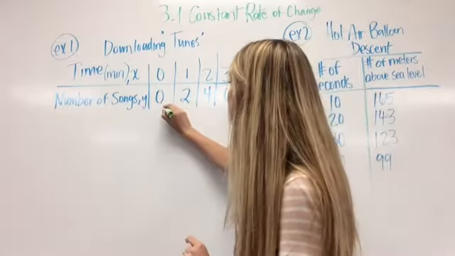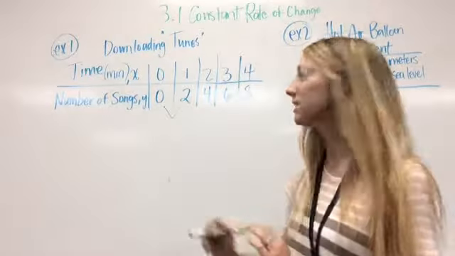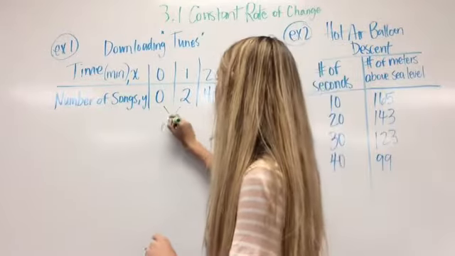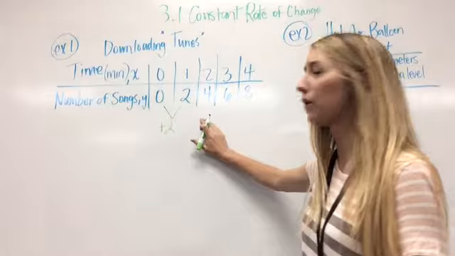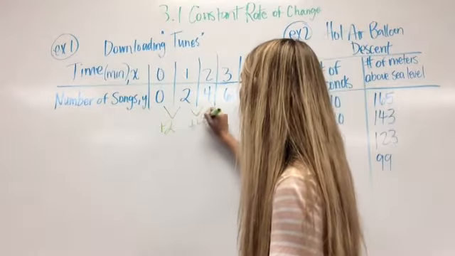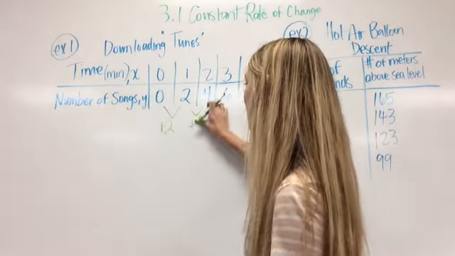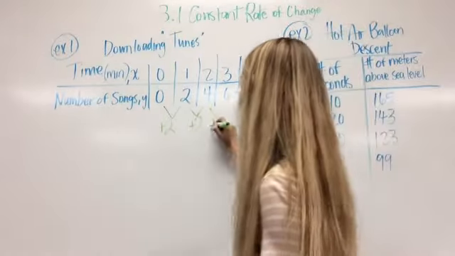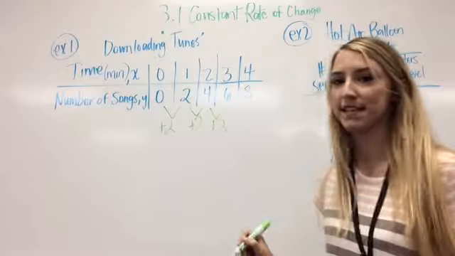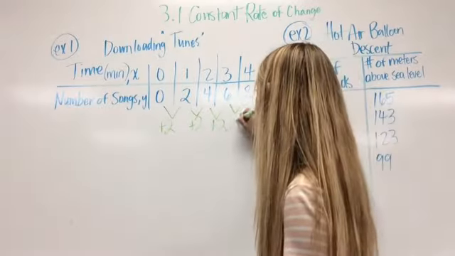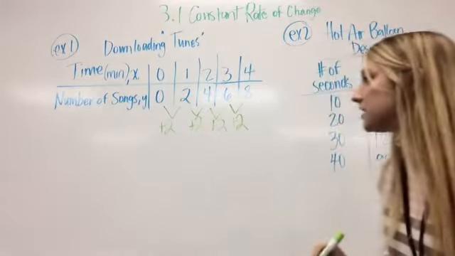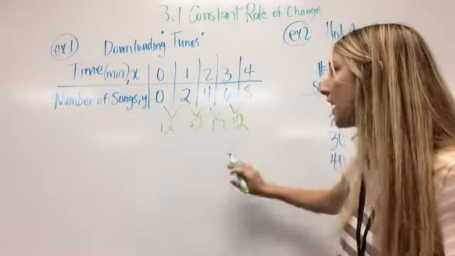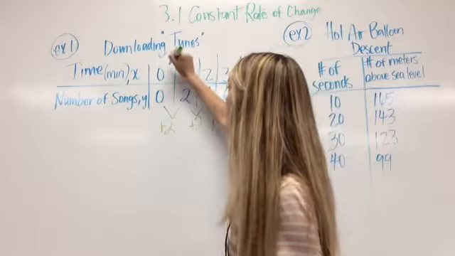Our difference between, I'm going to start with our Y's. How do we get from 0 to 2? We added 2. How do we get from 2 to 4? We added 2. How do we get from 4 to 6? Again, we added 2. How do we get from 6 to 8? We added 2. Okay, so that's consistent. We added 2 the entire time. That's great. Let's check out our X's.